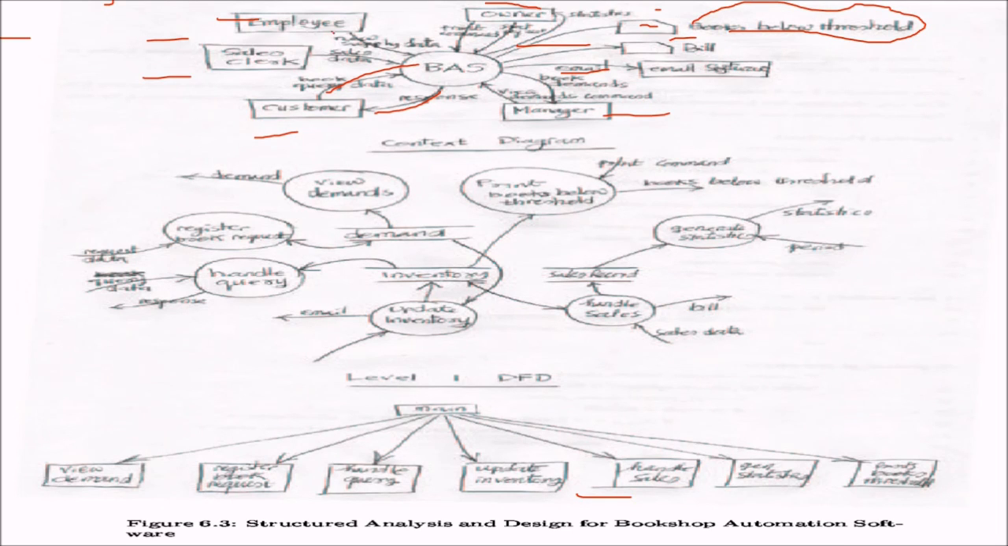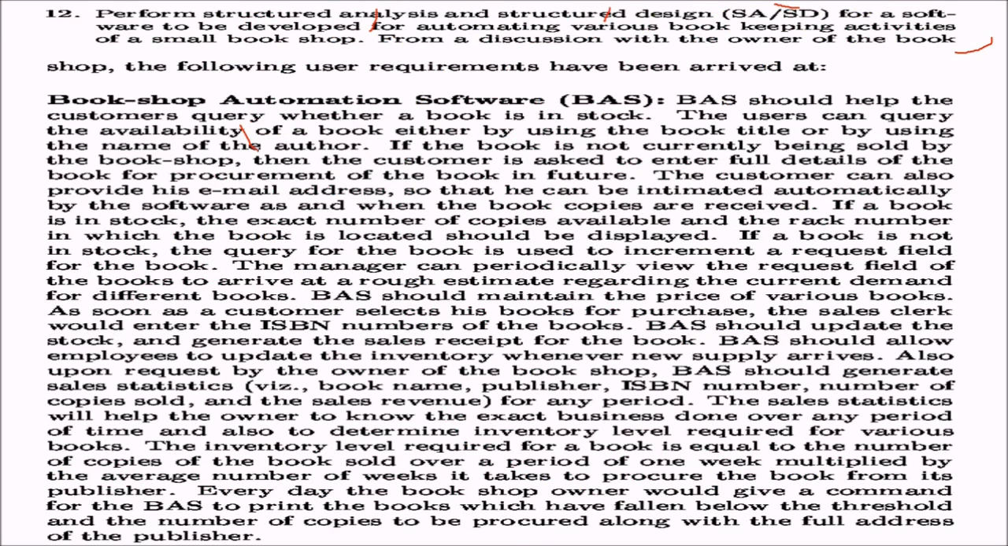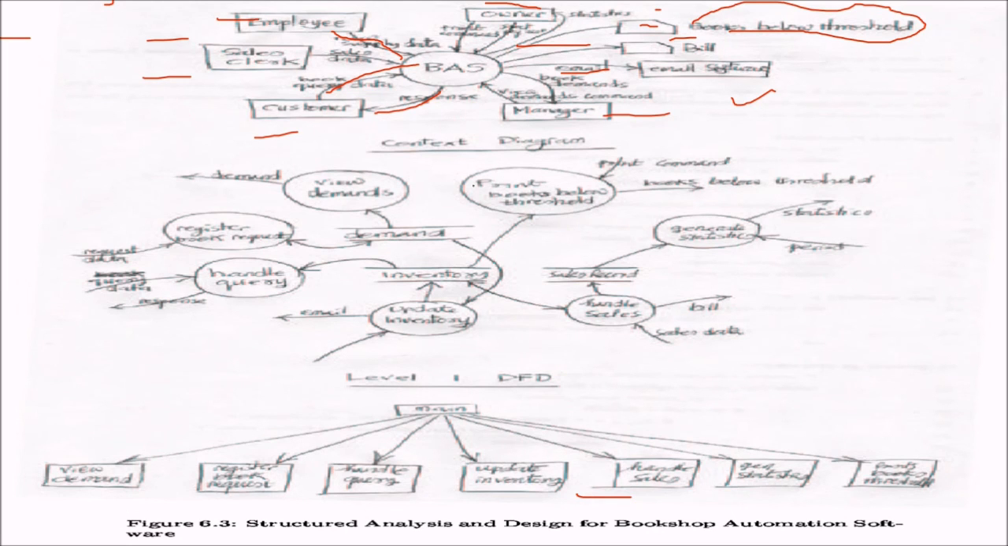So an employee may create new supply data, and all of this can be depicted here as given in this question. About the context diagram for the level 1 DFD, we can have demand, inventory, and sales. We can view the demand, we can register a book on request, while in inventory we can handle the query. Also in inventory we can print the data.